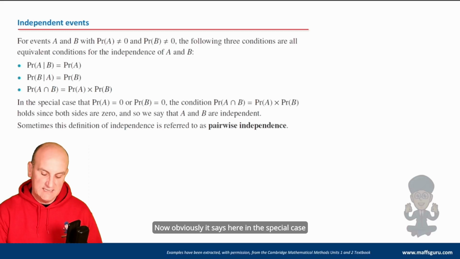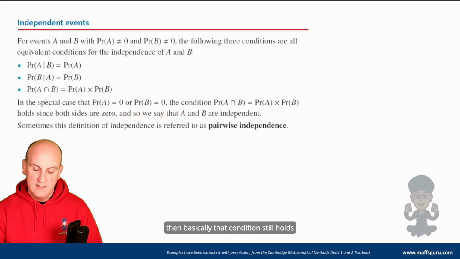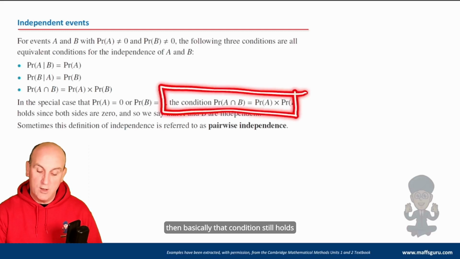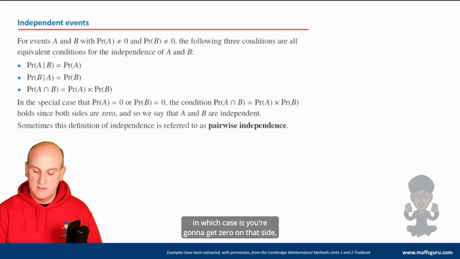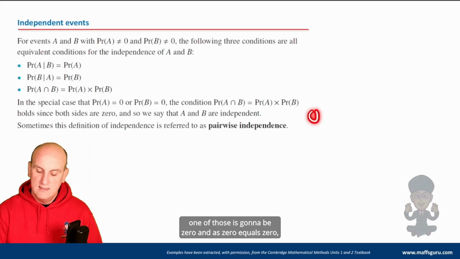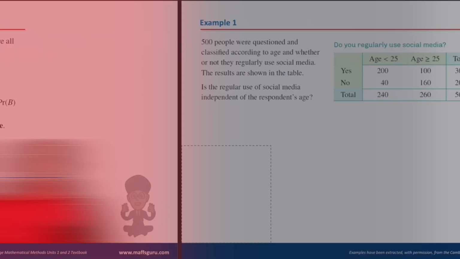Now, it says here, in the special case that the probability of A is 0 or the probability of B is 0, that condition still holds, because you're going to end up with 0 on that side. One of those is going to be 0, and as 0 equals 0, they are basically independent. Don't you just love maths?